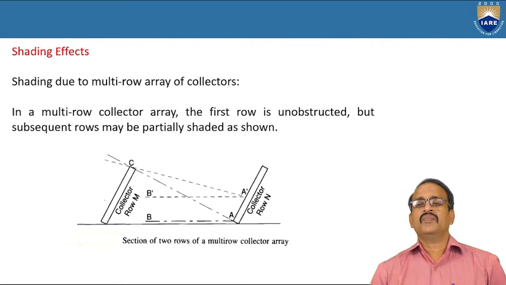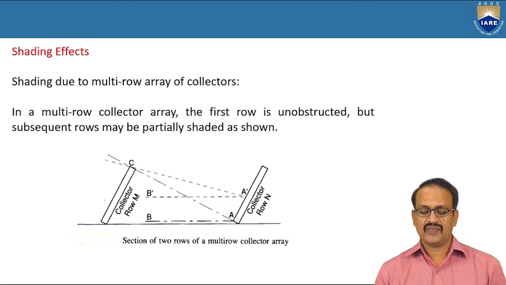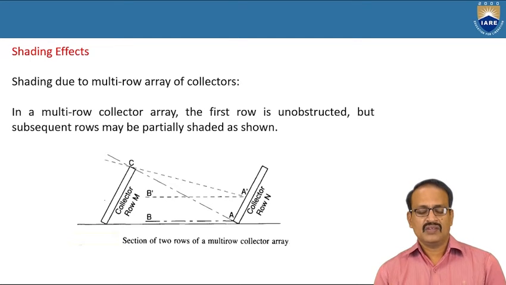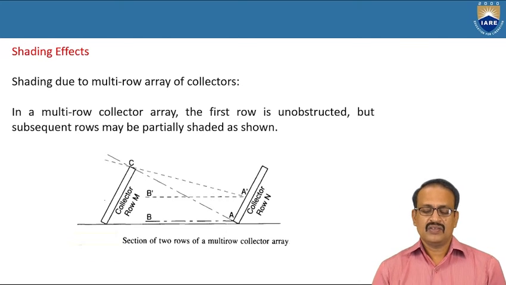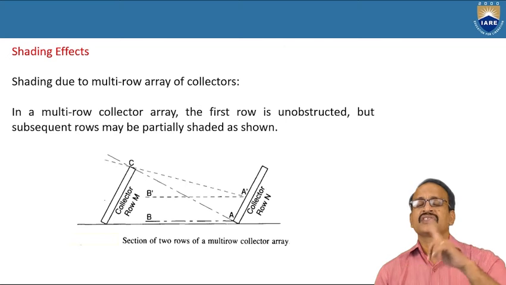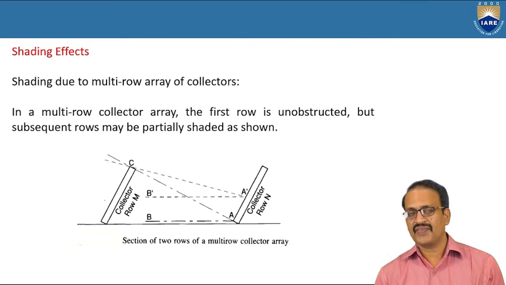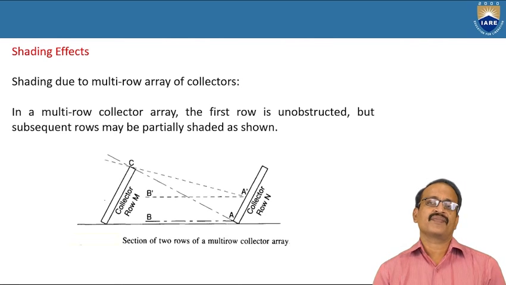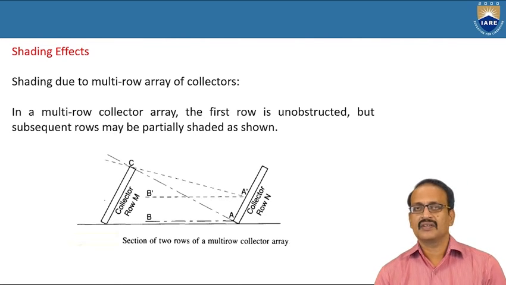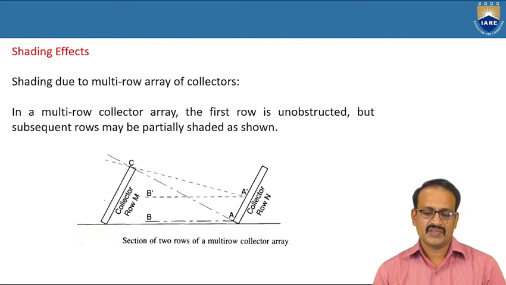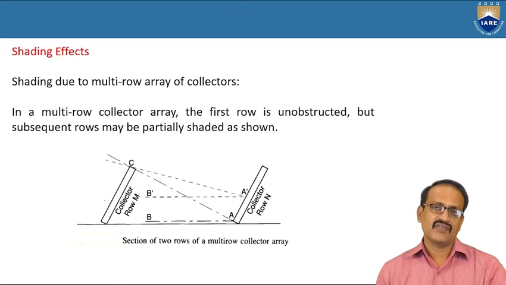And another problem is the shading effect. If you have to arrange one array, at the back you will have another array. At one point, because the sun is moving, the shadow of the front array will fall automatically on the back array. So this is also one of the typical disadvantages.